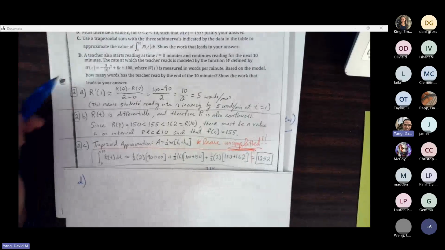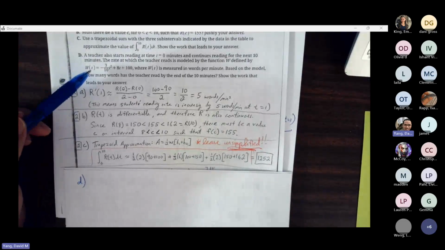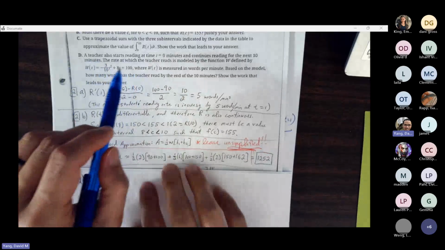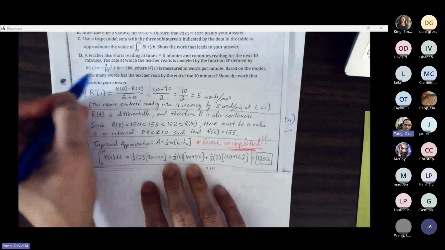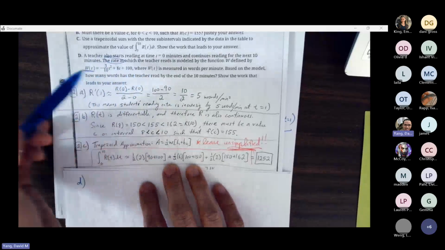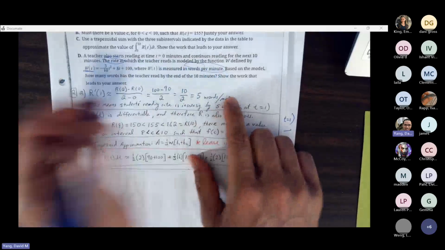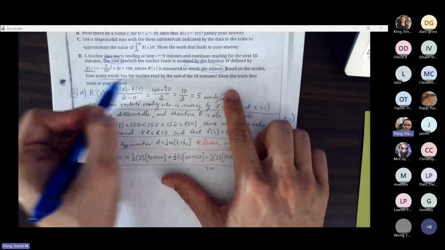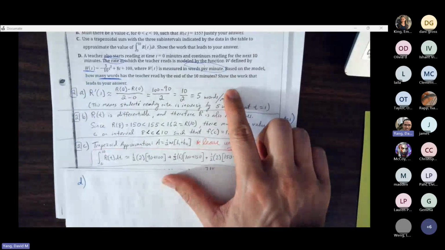Part D: the teacher also starts reading at time t equals 0 minutes and continues reading for the next 10 minutes. The rate at which the teacher reads is modeled by W of t. So understand W of t is a rate, measured in words per minute. Based on the model, how many words has the teacher read by the end of the 10 minutes?